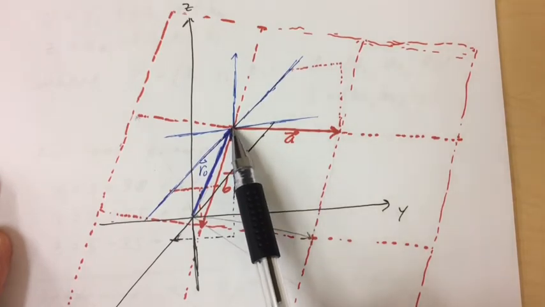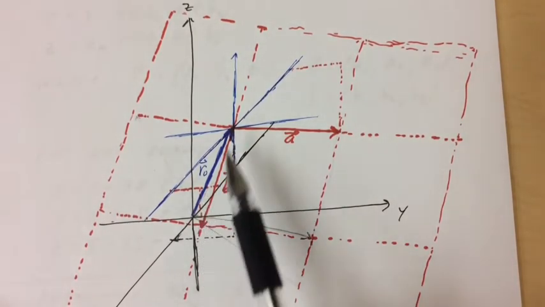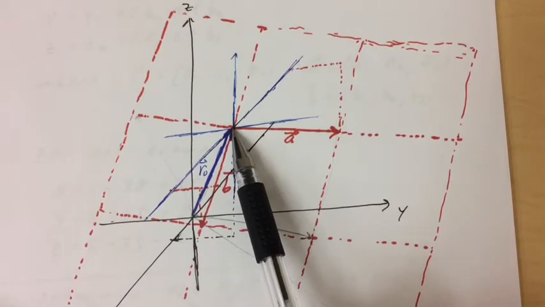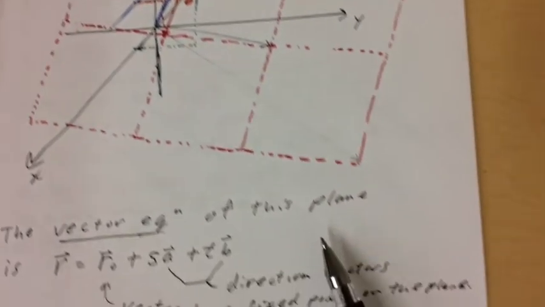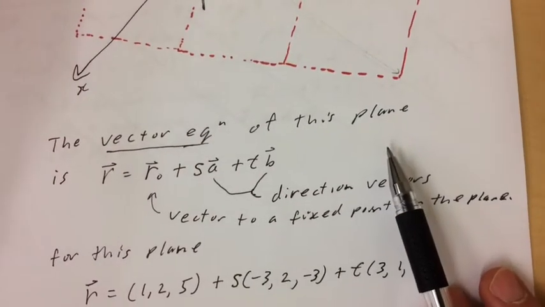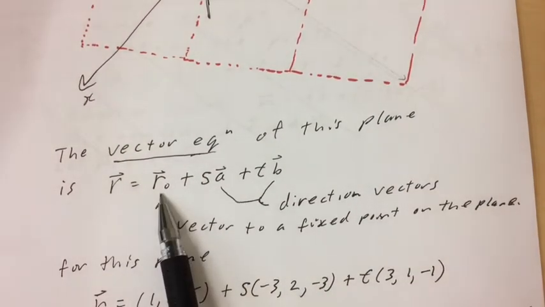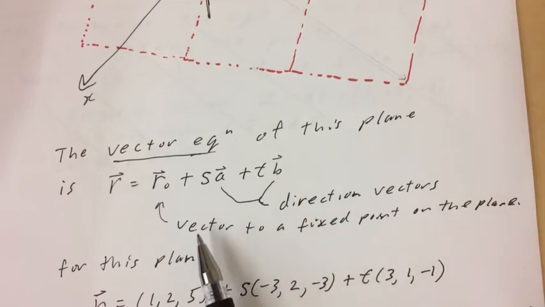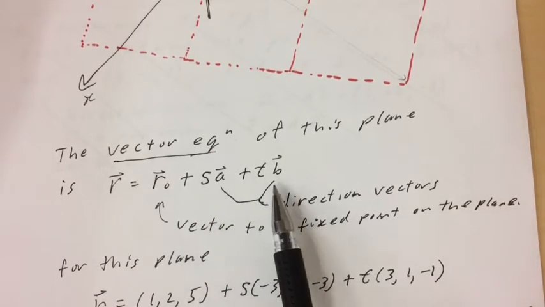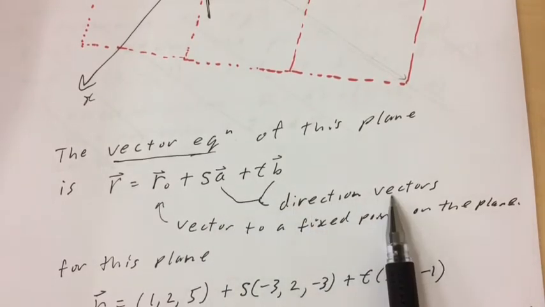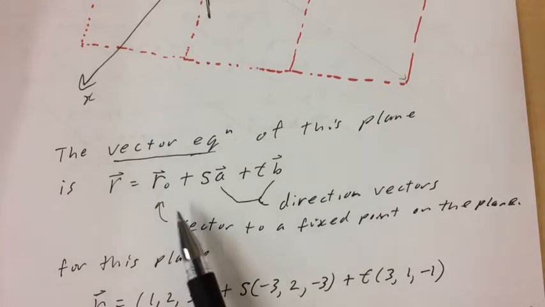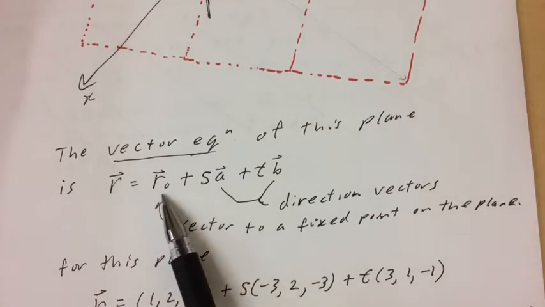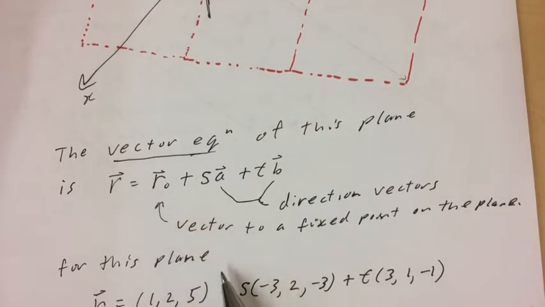So that's like the anchoring point. Okay, it used to be the origin. Now when s and t equals 0, you get this. And the vector equation of that plane is going to be of this form: r naught plus sa plus tb. a and b are now the direction vectors. Okay, and the vector to a fixed point on the plane is r naught. So the fixed point of the plane is p naught, and r naught is the vector to that point.